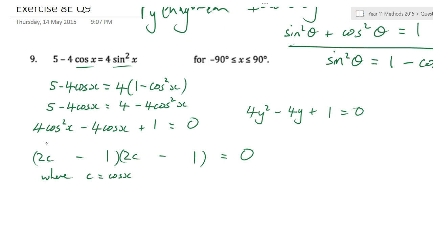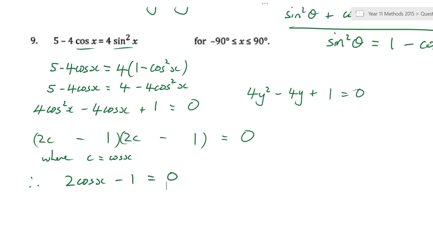So, therefore, 2 cos x, I'll substitute back in now, minus 1 must be equal to 0. That's the only way that equation can work. And therefore, cos x must be equal to a half when we solve that. Now we do our reference angle. So our reference angle is cos inverse of a half, which we all know hopefully is 60 degrees.